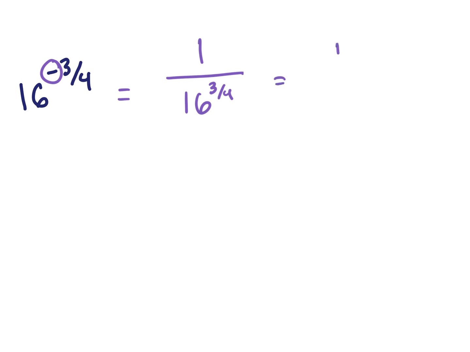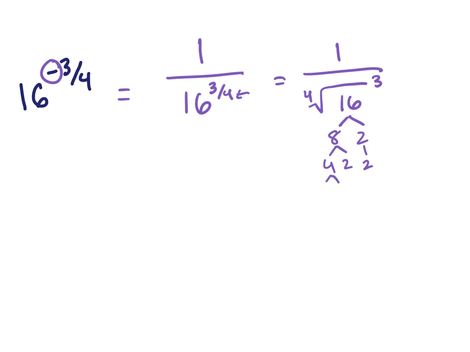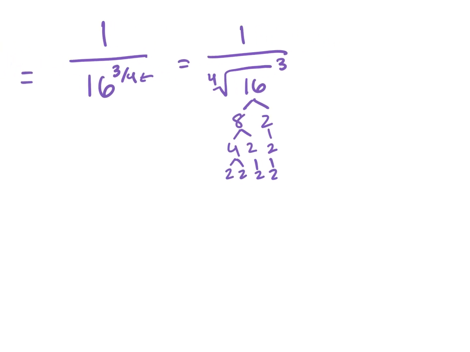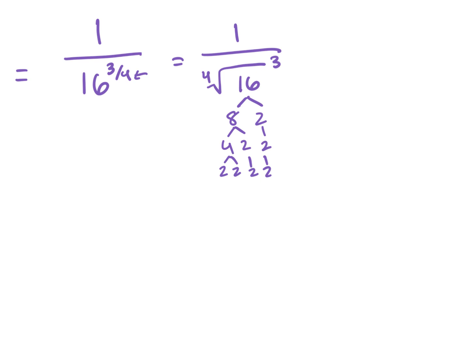Let's change it into a radical so we could simplify. What would our index out front of the radical be? 4. Remember, the index is the denominator. So we have the 4th root of 16 cubed. What are 2 factors of 16? 8 and 2, and 2 factors of 8, 4 and 2, and 2 factors of 4, 2 and 2. We're circling how many of a kind here?